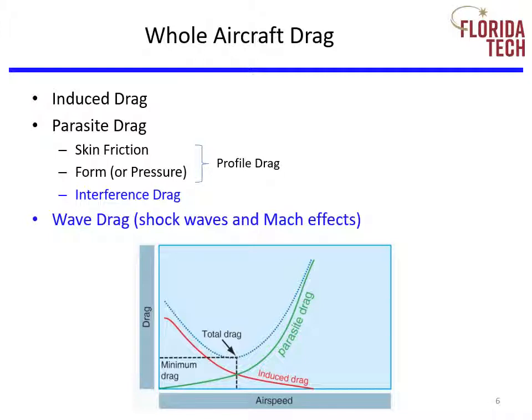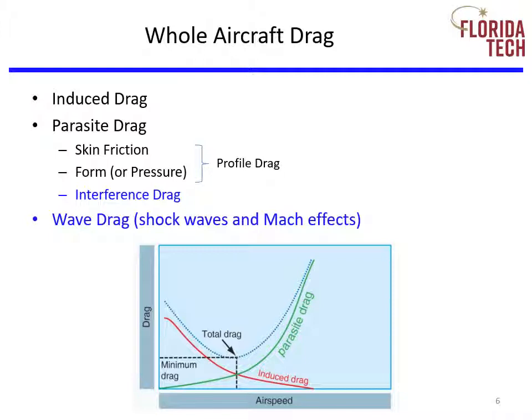Drag that is independent of lift is called parasite drag. Its corresponding coefficient is the parasite drag coefficient. Parasite drag includes skin friction drag and some pressure drag. It also includes something called interference drag, which is really just pressure drag due to component interference.